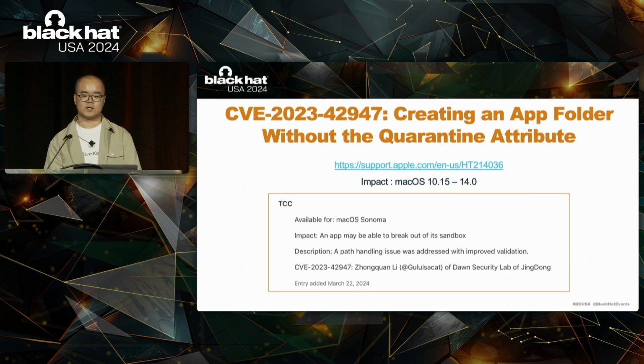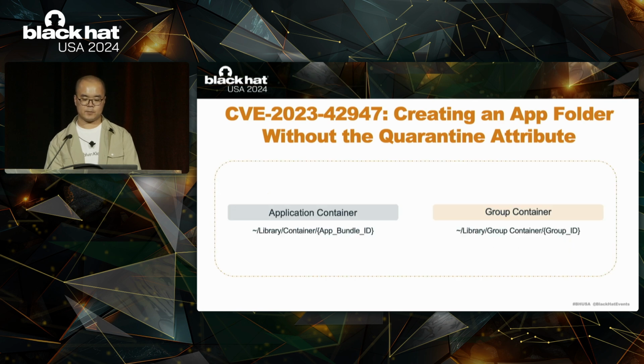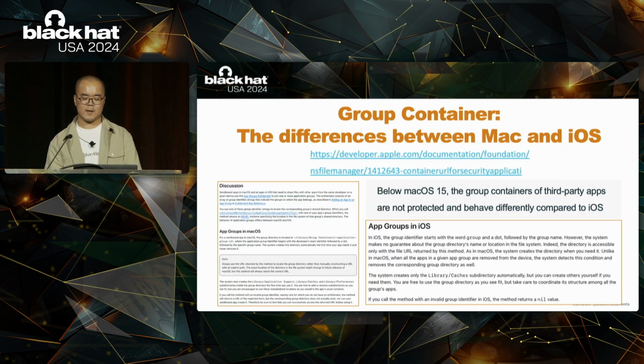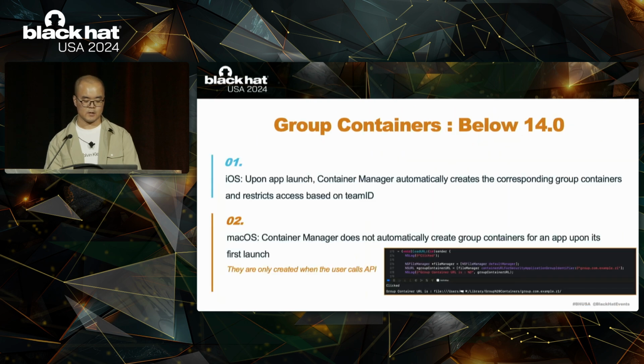Here is the first vulnerability that can help us create an app folder without the quarantine attribute. On Apple platforms, there are 2 kinds of containers, application container and group container. Below macOS 15, the group containers of third-party apps are not protected and behave differently compared to iOS. Container Manager doesn't automatically create group containers for an app upon its first launch. They're only created when the user calls the API.